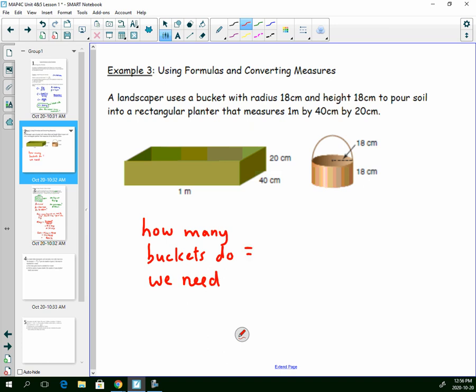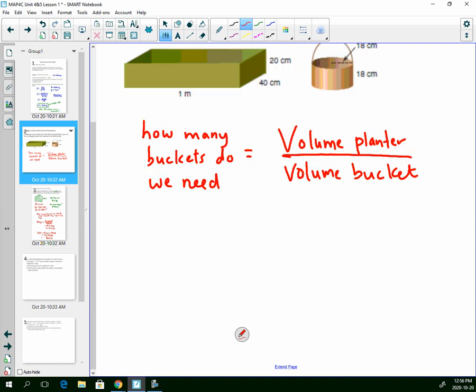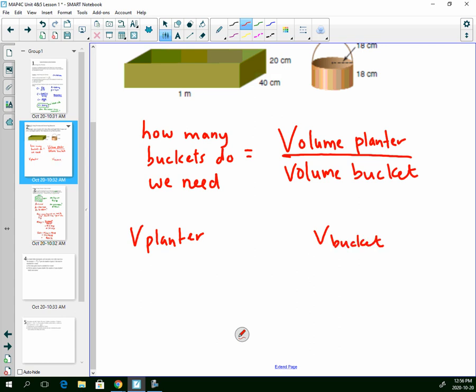So we're talking about volume here, right? How much space this takes up rather than area. So when I'm filling something, I'm talking about volume. So I want to look at the volume of the planter, and I want to divide by the volume of the bucket. Right? And that will tell me how many times I have to put that amount from the bucket into the planter. So I need the volume of the planter, and I need the volume of the bucket. So those are two items that I need.